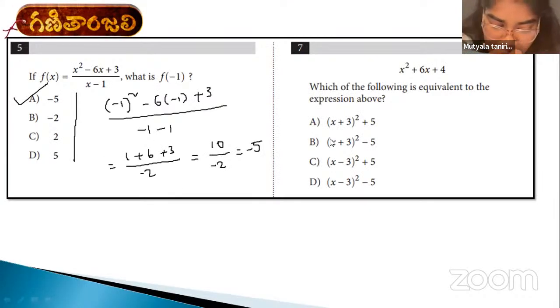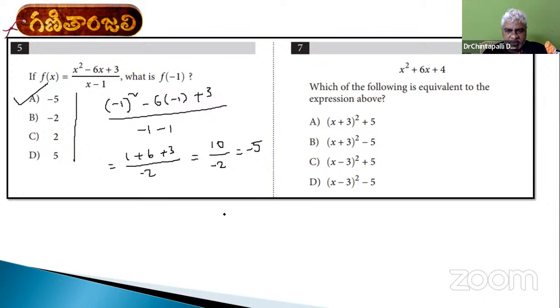Now the following is equal to the expression above. (x plus 3) whole square plus 5, or x plus 3, x square plus... we need to verify all the options. Or we can do it straightforwardly, by the verification method. So it's option B. Are you sure? Yeah, we are checking.